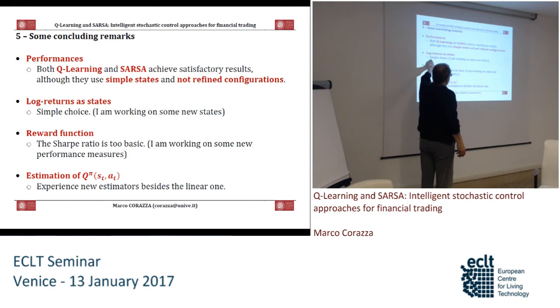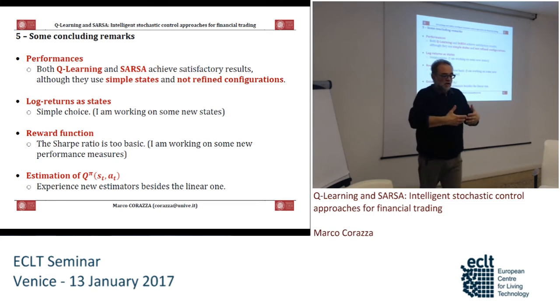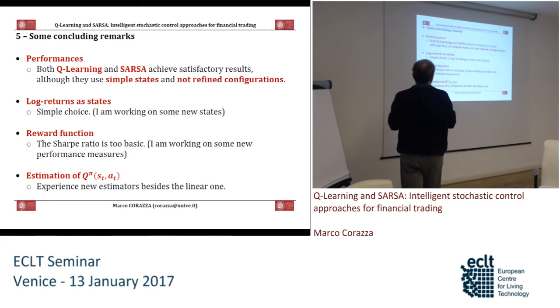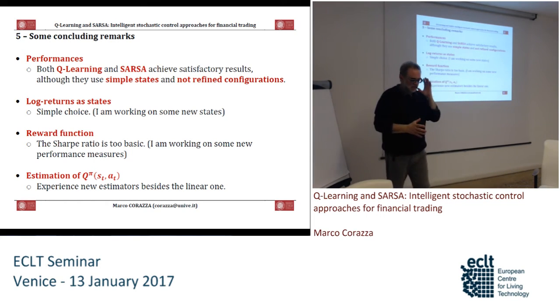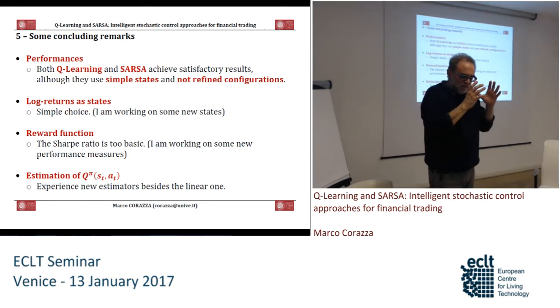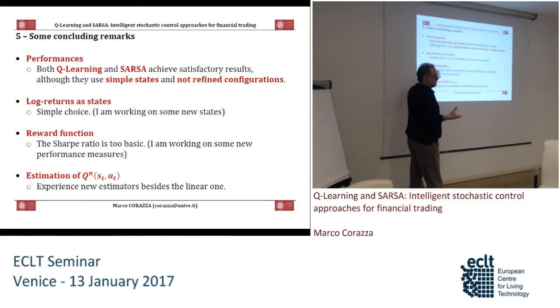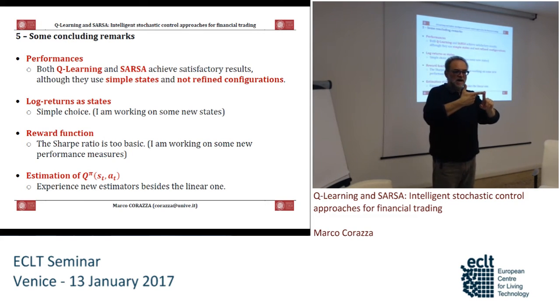Currently, we are working on the specification of states which are more refined than the log returns. The same for the reward function. The Sharpe ratio is, in some sense, a milestone in finance, and here we have used the Sharpe ratio as a reward function. But as you have seen, the Sharpe ratio uses only mean and variance. In general, the return distributions in finance are also skewed. There is kurtosis, so the other moments could also be interesting.